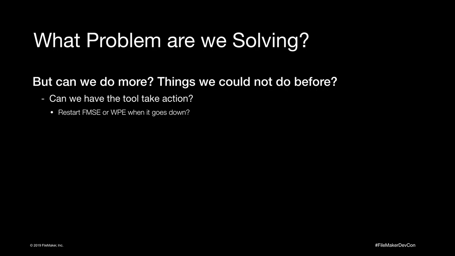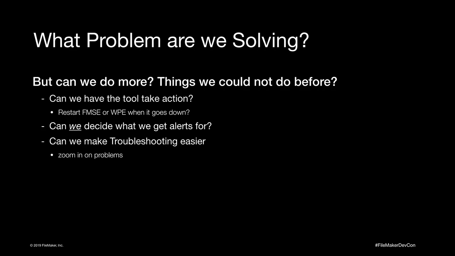We want to have a tool that can take action, right? So what if our scripting engine went down? What if our web publishing engine went down? Can we have a tool that takes action when that happens? And no two deployments are the same, right? So for some deployments, the fact that the web publishing engine goes down doesn't really matter, right? Because we're not using it to a great extent, but for some deployments, it's a disaster. So we want to be able to decide what is important, what are the things that we want to see metrics-wise, what are the things that we want to get notifications on for different deployments.